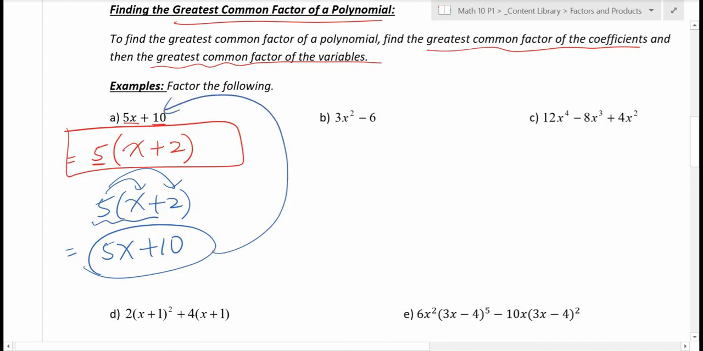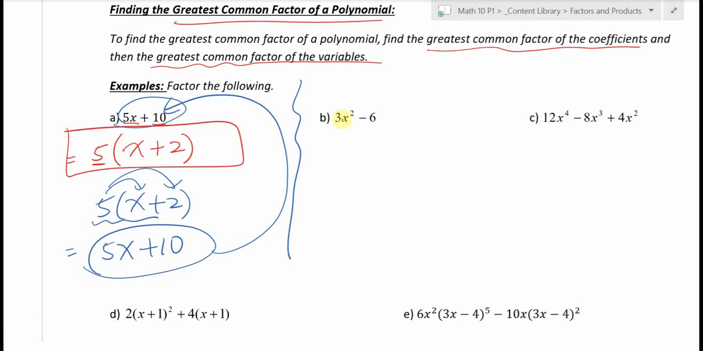Factoring is the opposite of expanding. It's the inverse. You're doing the opposite operation. So the good thing about this is that you can always check by expanding. And if you do get the original expression that you have, that means you factored it correctly. Okay, so I will do one more and then I'll let you try C.